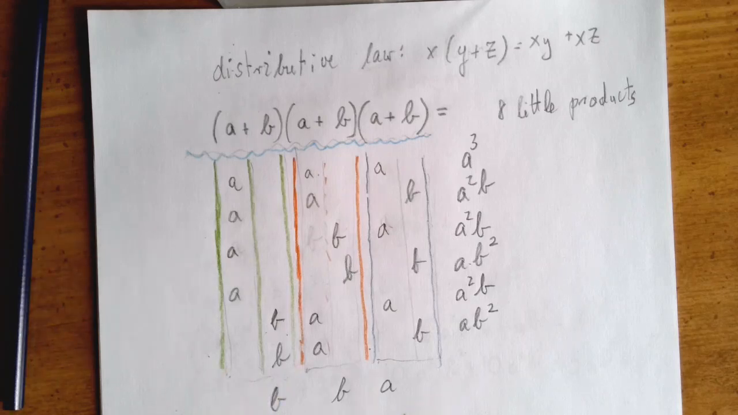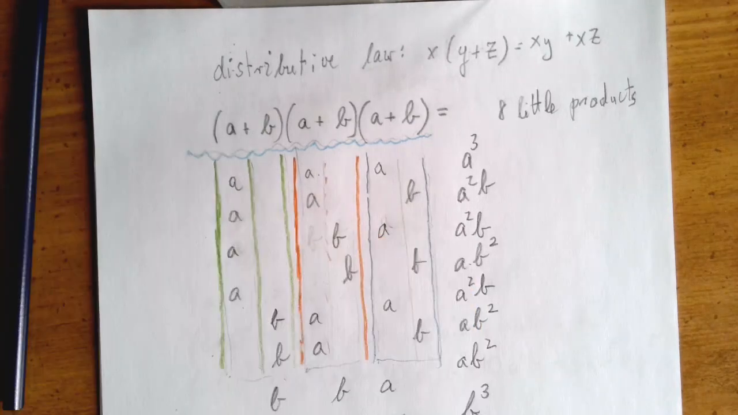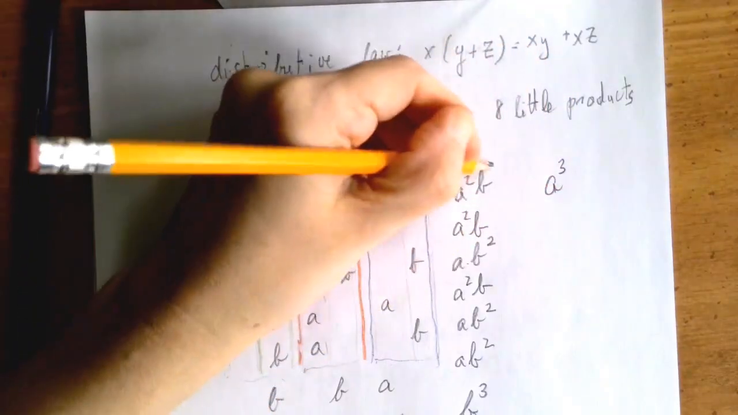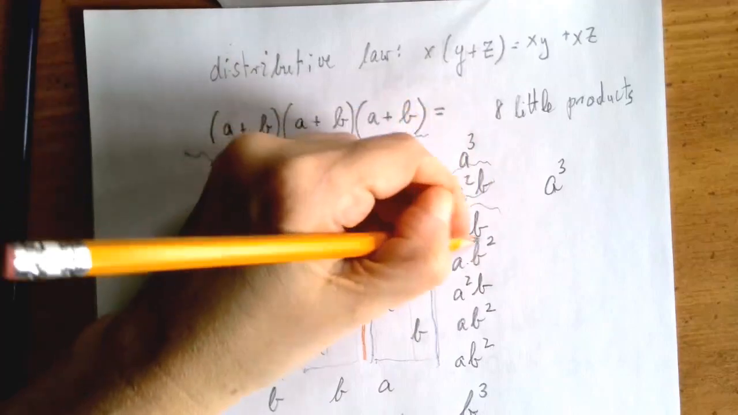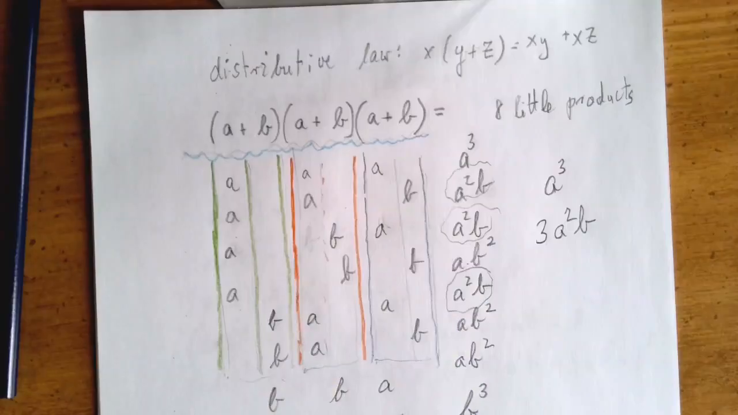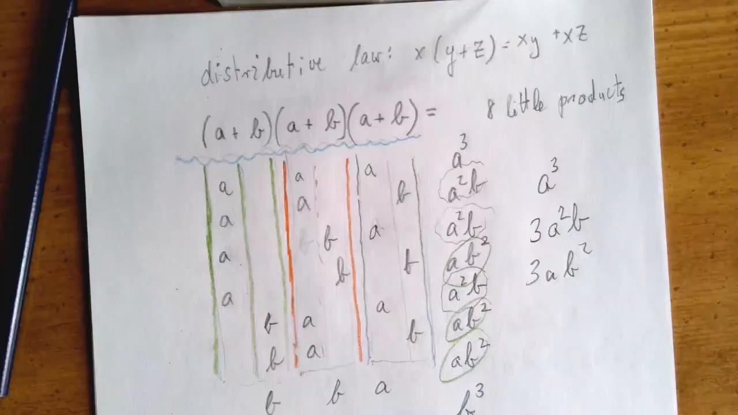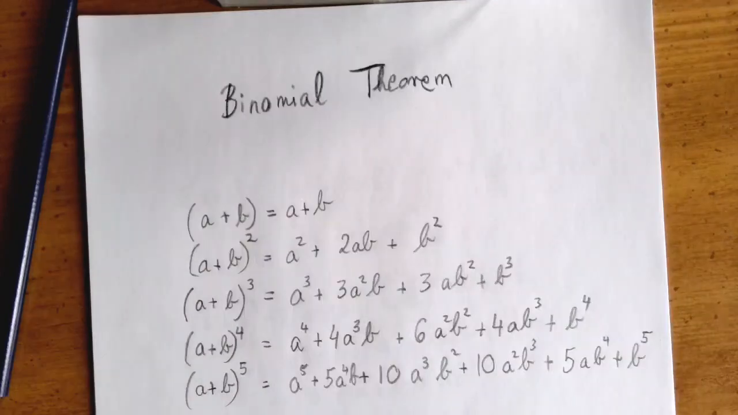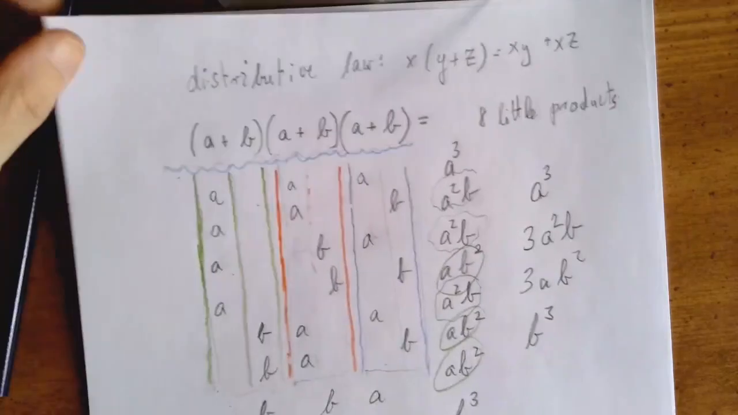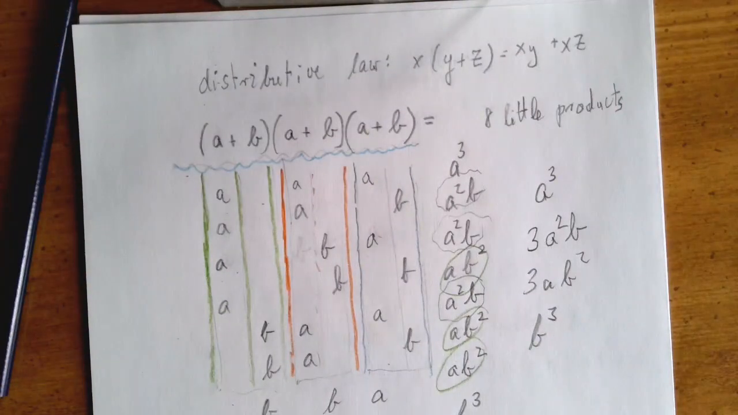So when we multiply these little products out, and now we combine like terms. We have 1 a cubed. As for a squared b, we have 1 here, 1 here, 1 here, so 3a squared b. As for ab squared, also 3. We have only 1 b cubed. And if we compare that with our previous result, we see that we have the same result. A cubed, 3a squared b, 3ab squared, b cubed. Same here, a cubed, 3a squared b, 3ab squared, b cubed.